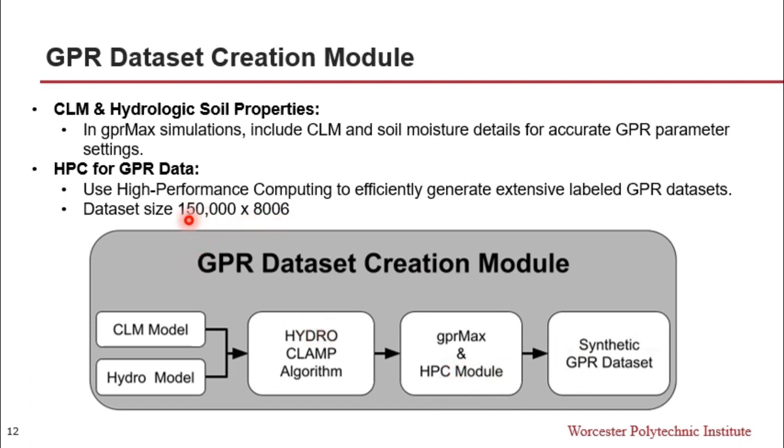As you can see, the final dataset will have a size of 150,000 by 8,006, where 8,000 are the features and 6 are our labels, which have been concatenated to the end of each sample correspondingly.